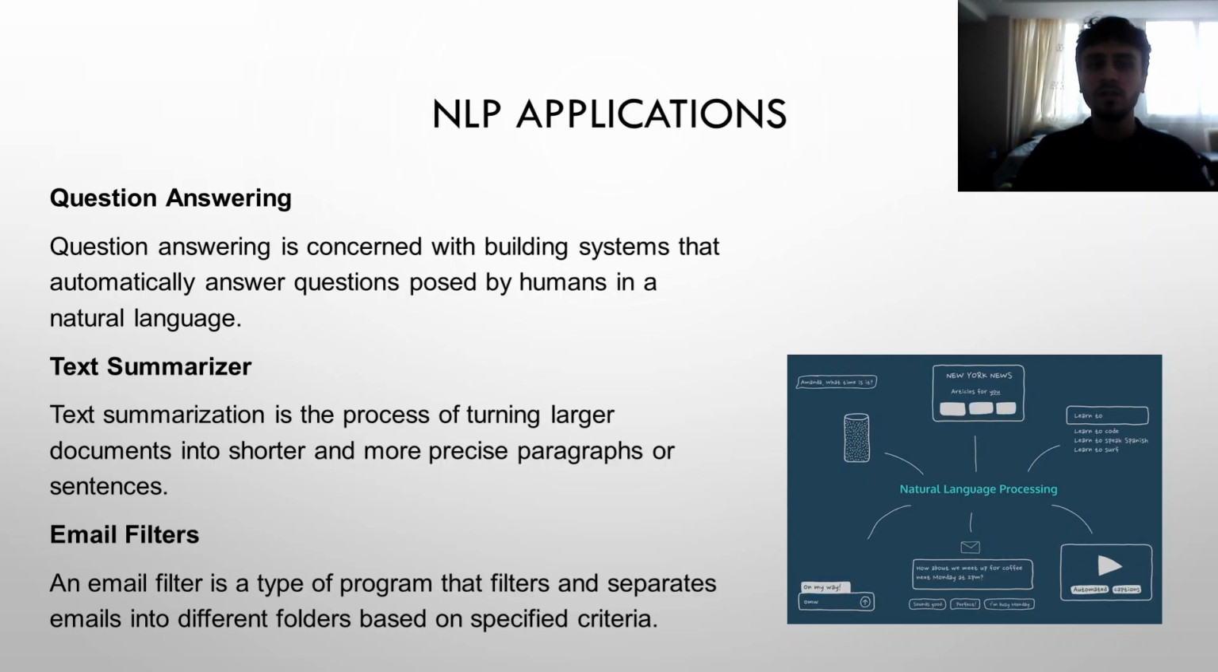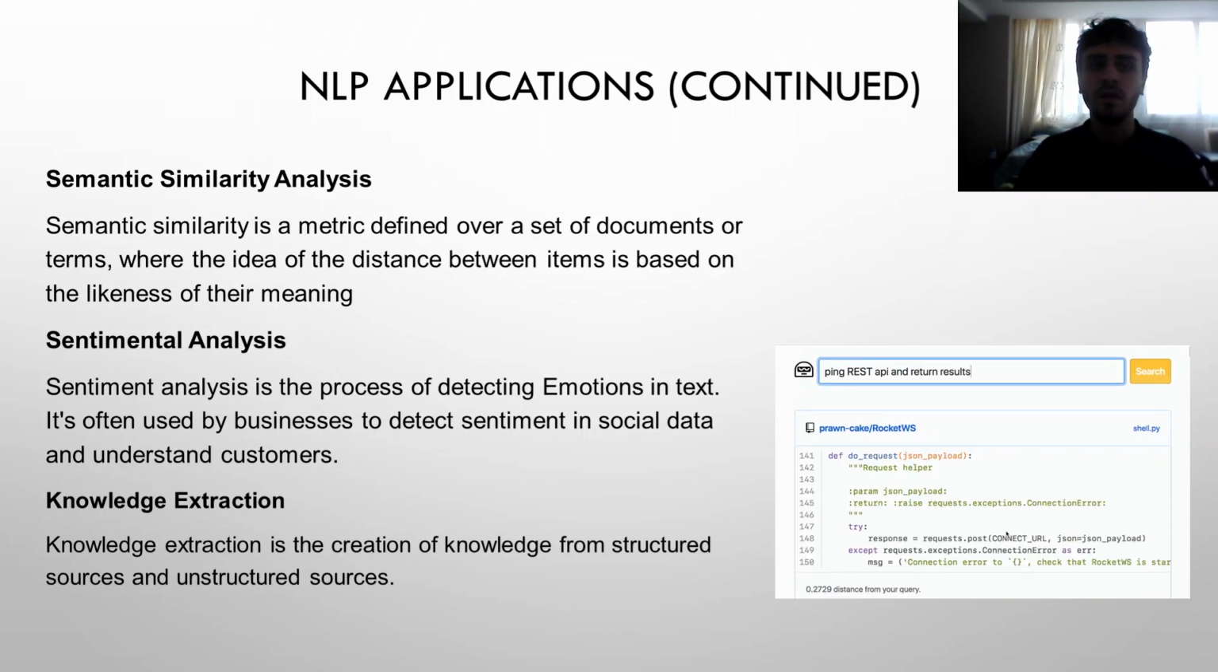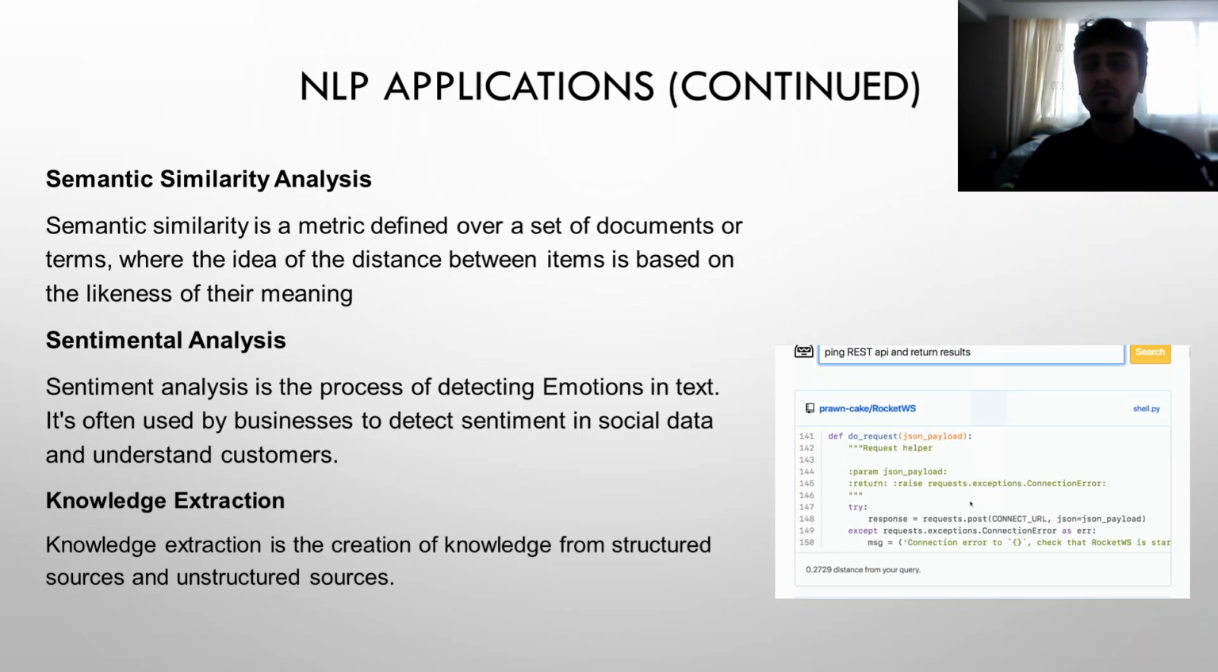NLP applications. Question answering is concerned with building systems that automatically answer questions posed by humans in a natural language. Text summarization is the process of turning larger documents into shorter and more precise paragraphs or sentences. An email filter is a type of program that filters and separates emails into different folders based on specified criteria. For example, spam filters are an example. Semantic similarity analysis is a metric. Semantic similarity is a metric defined over a set of documents or terms where the idea of the distance between the items is based on the likeness of their meaning.